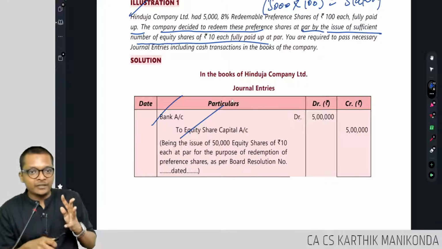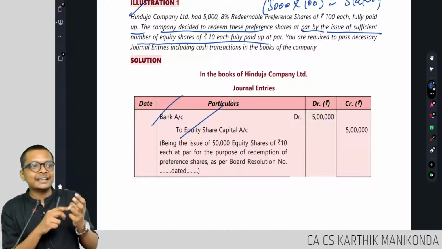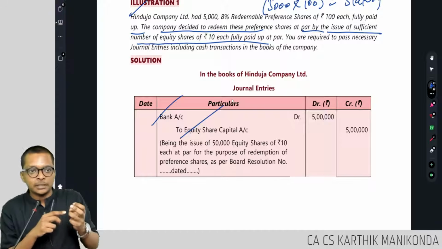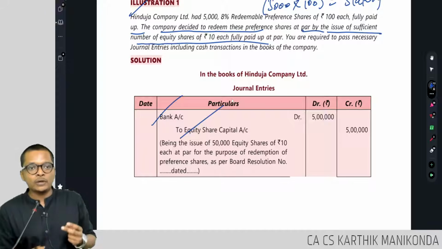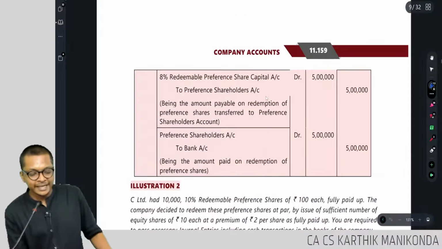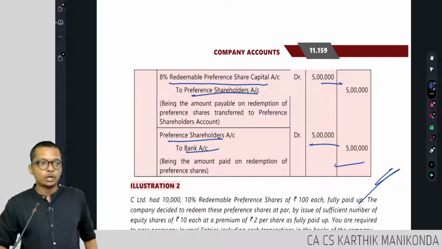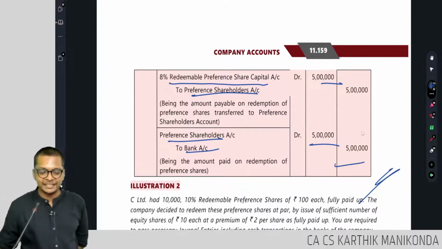So it will not come always. It will come only when there is a specific case. I will tell you when that comes. Leave the fourth entry. The third entry will come only if there is premium. Premium is not there, this sum is at par. So I will have only entry number 1 and 2. Look at this: 8% redeemable preference shares 5 lakhs to preference shareholders, preference shareholders to bank, 5 lakhs. Sum over. Quickly, 15 seconds. Go through and see if you are understanding this.